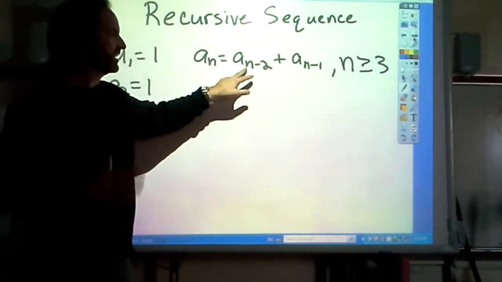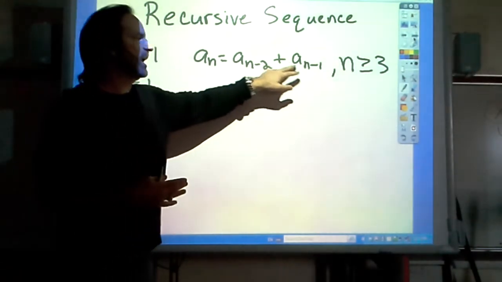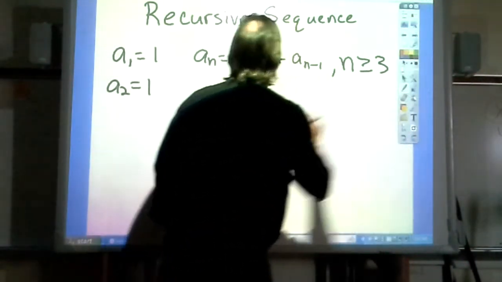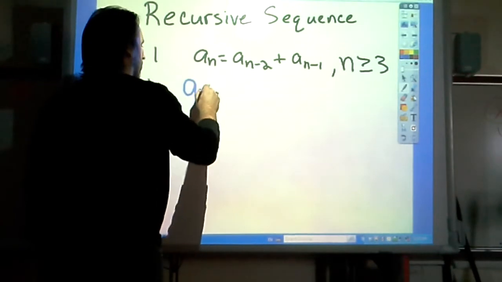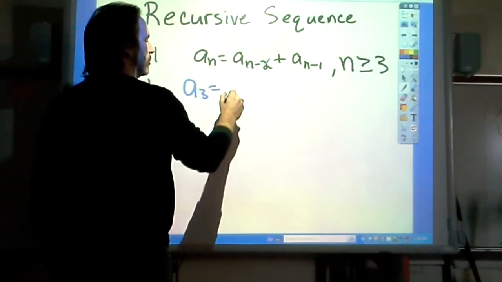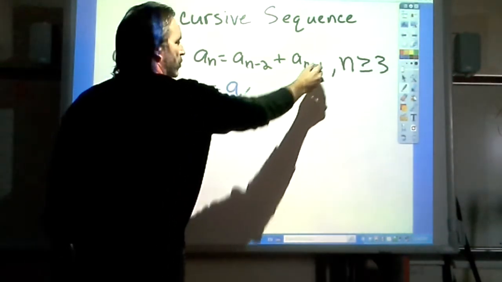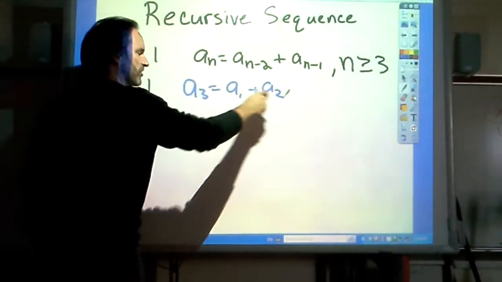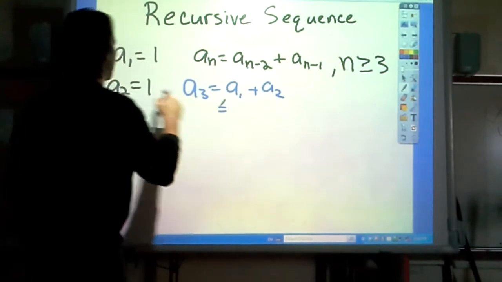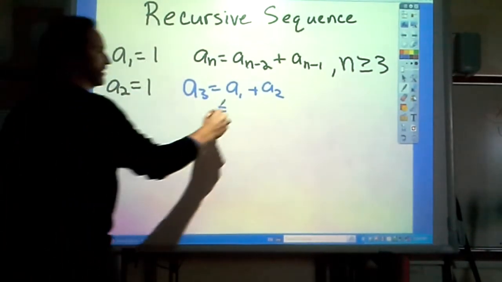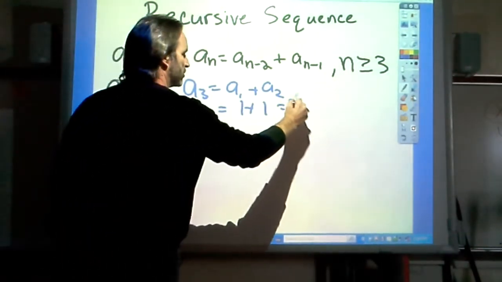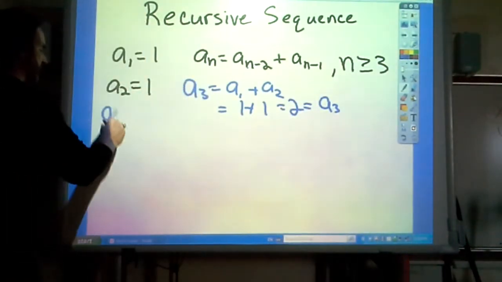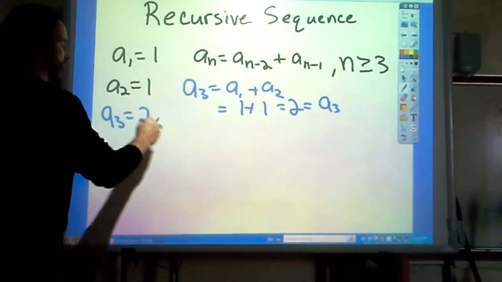a_n equals, like I said, a_(n-2) plus a_(n-1). Okay? So if I want to get a sub 3, what's 3 minus 2? It's a sub 1. What's 3 minus 1? It's 2, plus a sub 2. So my first term plus the second term gets me the third. So here's my first and second, 1 and 1. So 1 plus 1 equals 2, and that's my a sub 3. That's my third term. So a sub 3 equals 2.